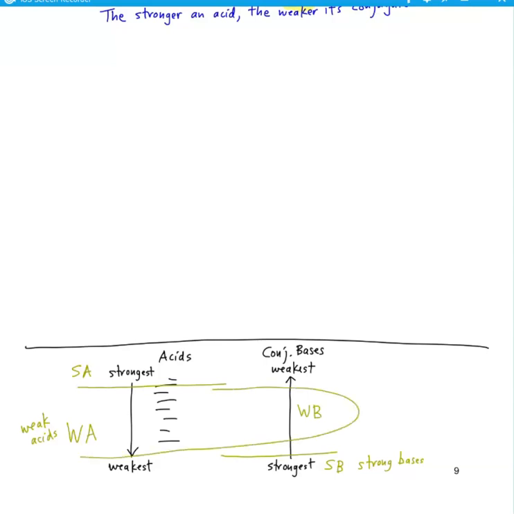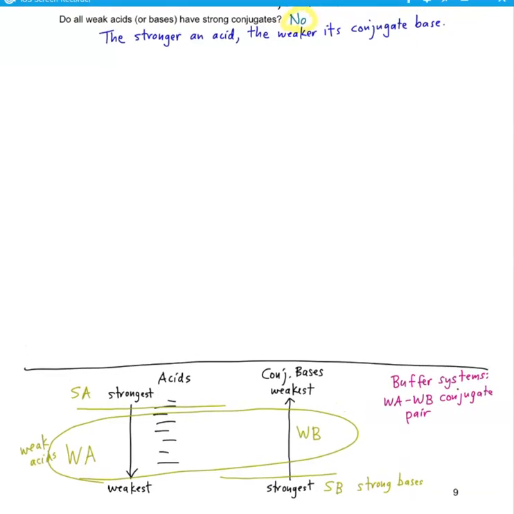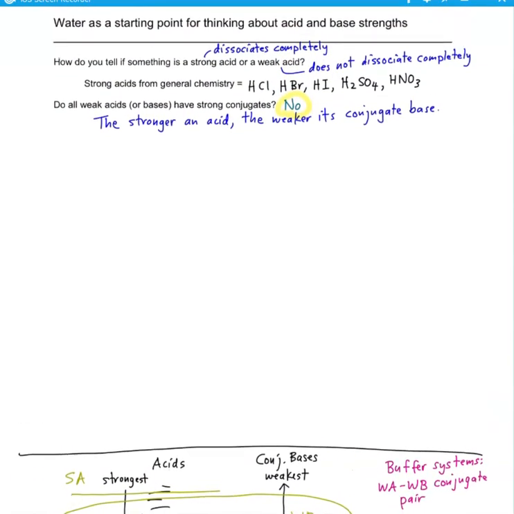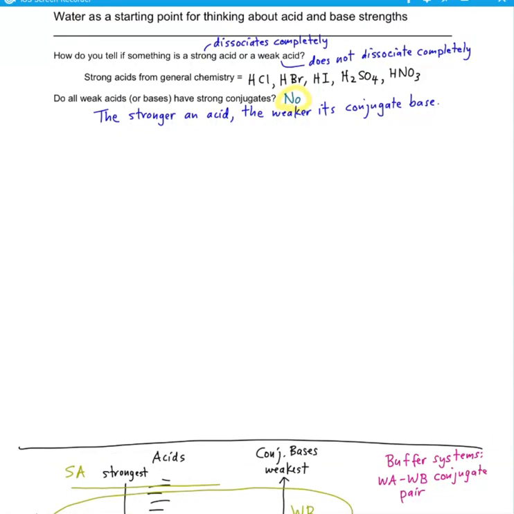So you have this whole section in the middle of the table where you have weak acid, weak base conjugate pairs. In fact, there's another place that you saw a weak acid, weak base conjugate pair, and that is buffer systems. So a buffer, by definition, is a weak acid, weak base conjugate pair. So no, a weak acid does not necessarily have a strong conjugate base. We can only refer to these things in relative terms. So the stronger something is, the weaker its conjugate will be.